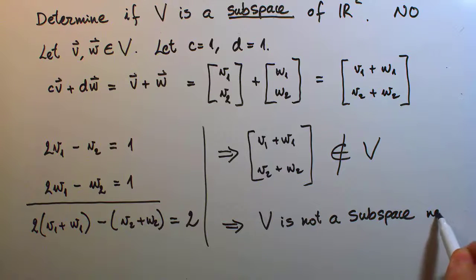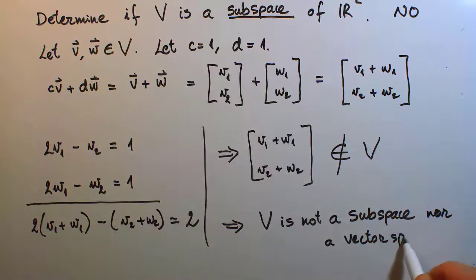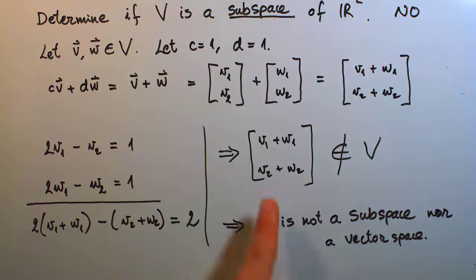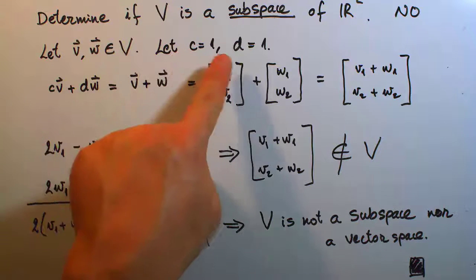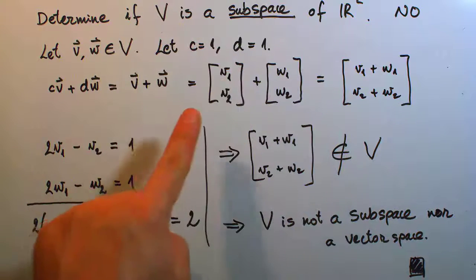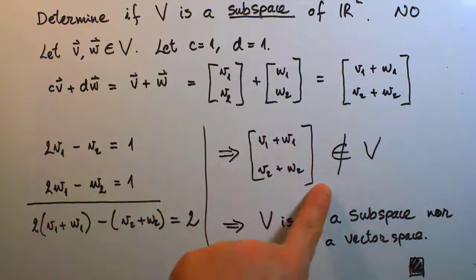And so that implies that V is not a subspace, nor a vector space. Basically, I'm proving that it's just not a vector space, and being not a vector space, of course it's not a subspace. The counterexample we found is that once we chose scalar C equals 1 and scalar D equals 1, we found one linear combination that is not inside the set.